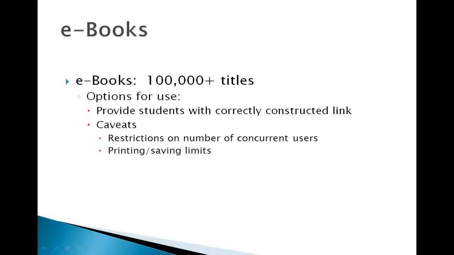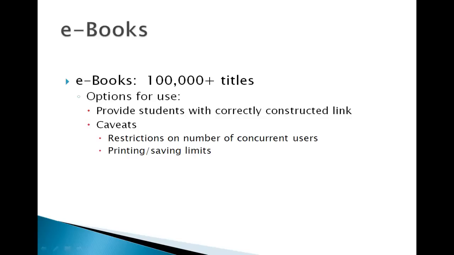Ebooks. The library has over 100,000 titles available in our ebook collection. To use ebooks, much like with electronic journals, you need to provide students with correctly constructed links. Again, you need that library proxy prefix that we talked about in the context of journal articles. And if you go to that library copyright site, you will see step-by-step instructions that will also guide you to make trouble-free links to electronic books.